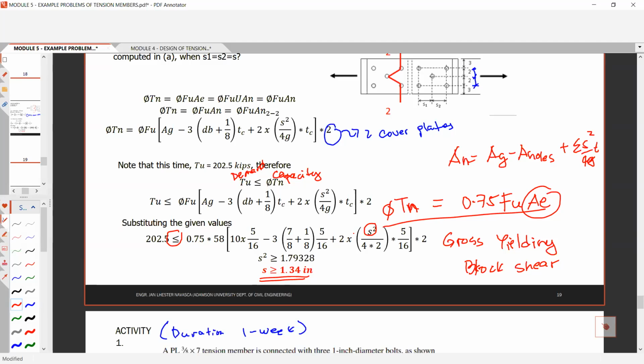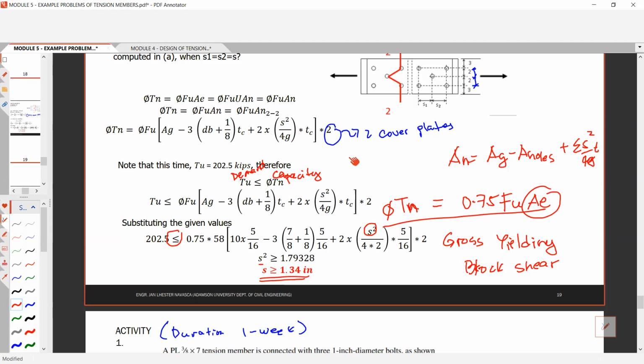Okay? Sir, no, my question is, sir, 1.34 is the standard to compare it for the value of S. 1.34, where does it come from, sir? Take the square root of your S squared. Take the square root of both sides. Take the square root of 1.79328. You get S, that is 1.34. To be exact, that is 1.339.